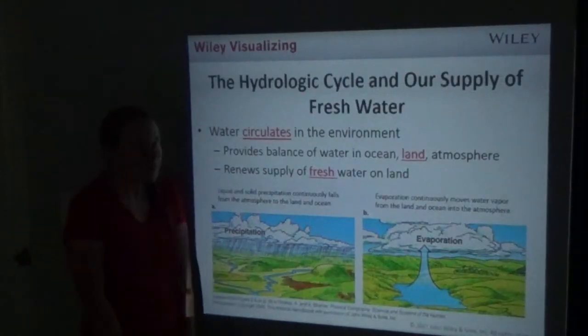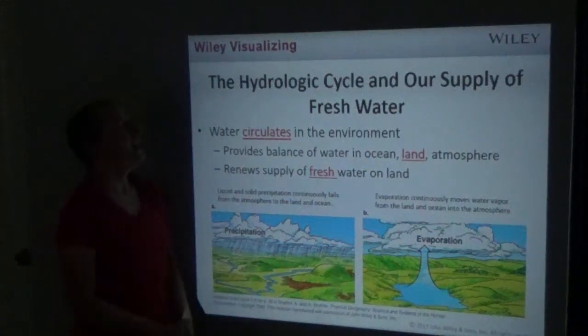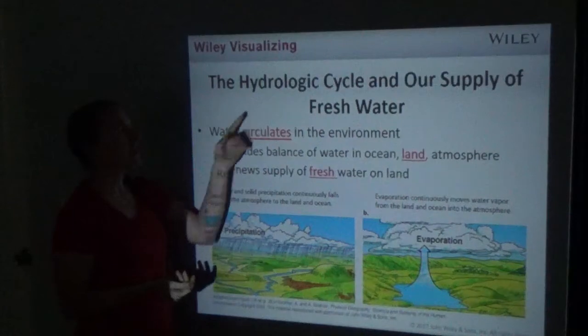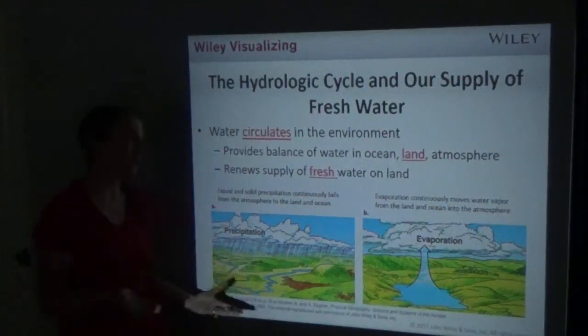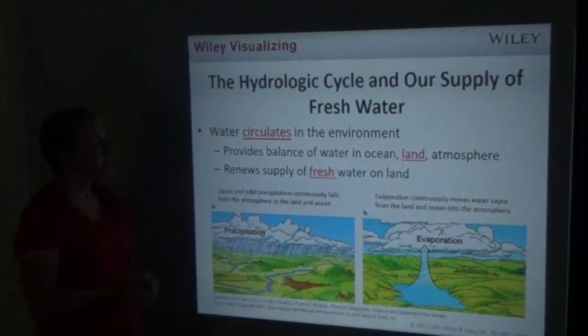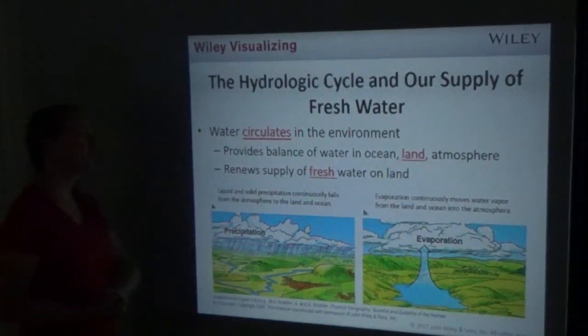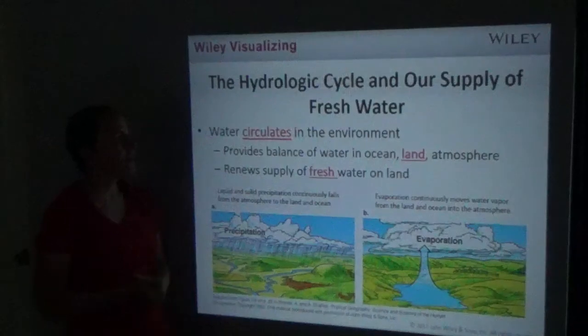So enough about the chemistry, although I could go on forever. So how does this relate to our environment? Well, of course, in environmental science, we focus on the hydrologic cycle or the water cycle. So water circulates in the environment. That provides a balance of water in ocean, land, and atmospheric conditions. It renews the supply of fresh water on land.